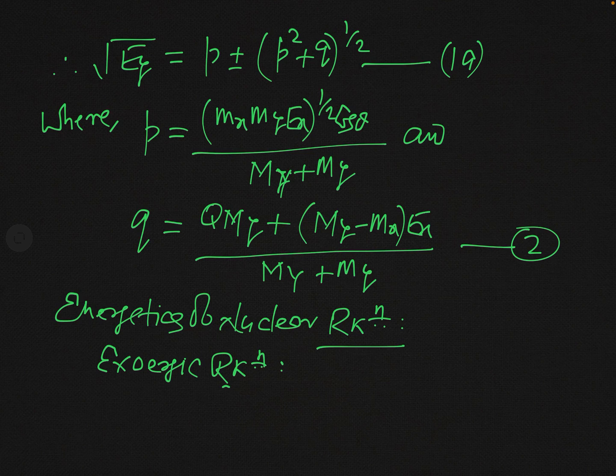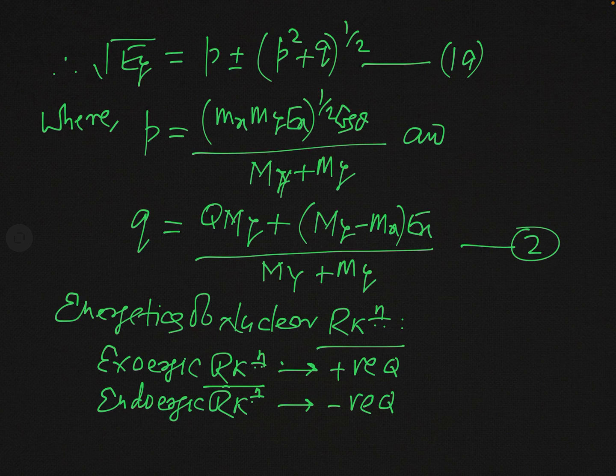You have learned that in case of exoergic reaction, the Q value of the reaction is positive. So in case of exoergic reaction, there is positive Q. And the second type of nuclear reaction is endoergic reaction. And you know, for all endoergic reactions, the Q value of the reaction is negative. So you can say for this there will be negative value of Q. Now we will discuss the energetics of these two types of reactions separately in detail. So let us start with the exoergic reaction.